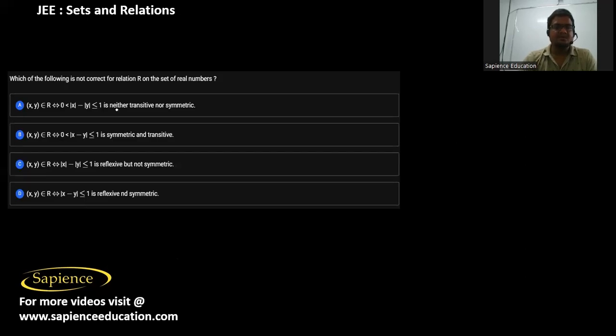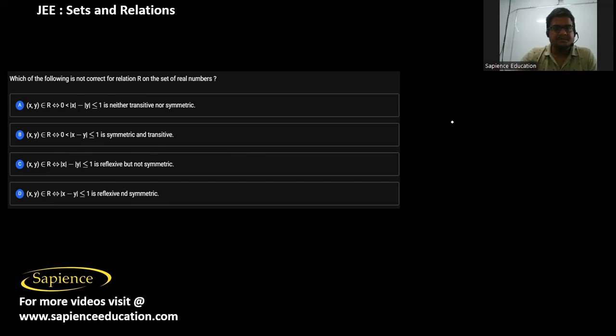Then here it is asked which of the following is not correct for relation R on the set of real numbers. (x, y) belongs to R if and only if mod x minus mod y is greater than 0 and less than or equal to 1, is neither transitive nor symmetric. Mod of x minus y from 0 to 1 is symmetric and transitive. So we have to check if that is symmetric and reflexive or transitive or not.